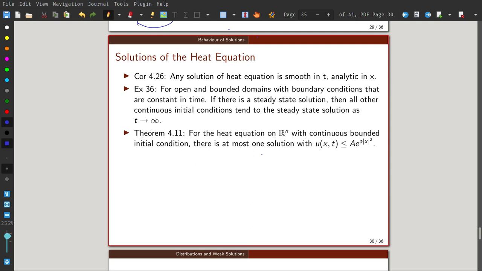One thing that we did prove is similar to Weyl's lemma, from the representation theorem for the solution of the heat equation. We can see that any solution of the heat equation needs to be smooth in t and analytic in x. So even if you just have, for example, a continuous function on the boundary, something like this, I think maybe there are even more general conditions. You can allow even discontinuous boundary value conditions, but I'm not sure about that. So go with what's in the script.